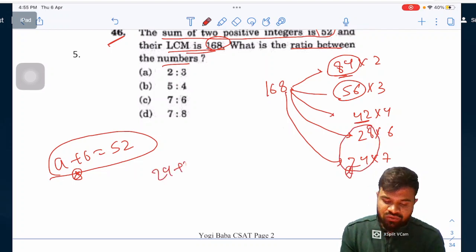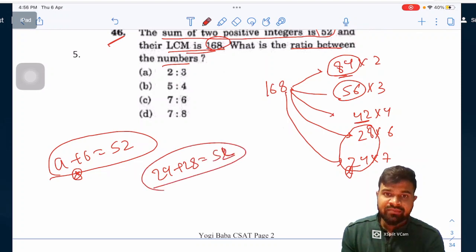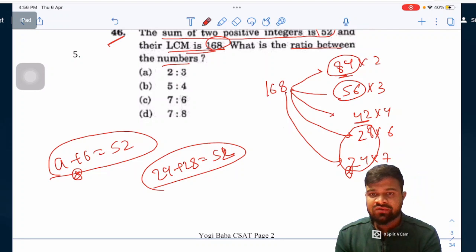Now, 24 plus 28 is equal to 52. So, these are our required numbers. By hit and trial only, we have found the required numbers.